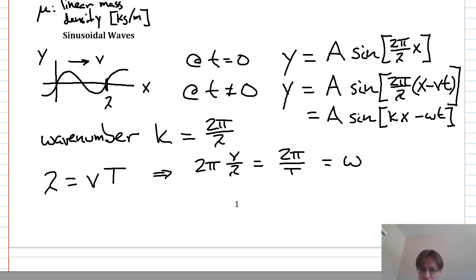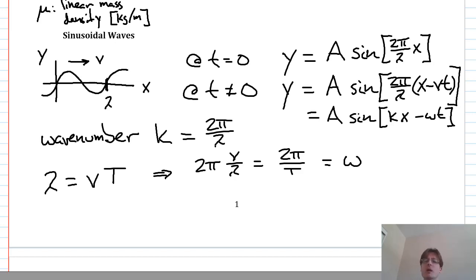K is the wave number. It describes how dense the wave is in space, how closely packed the waves are in space. Omega describes the frequency, how often it repeats in time. If omega is very big, then it repeats very, very often in time. Now, by the way, this k, of course, has nothing to do with the spring constant. There's no spring around here at all. There might be a string, which is carrying the wave, but k just has to do with the wavelength of the wave.